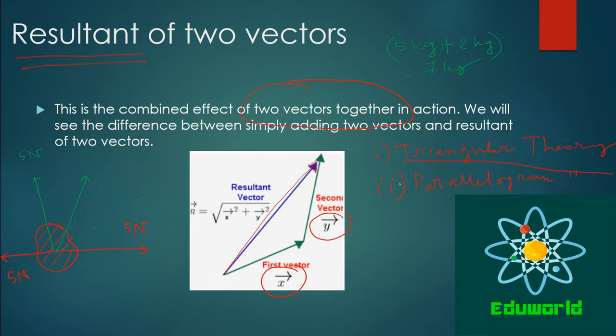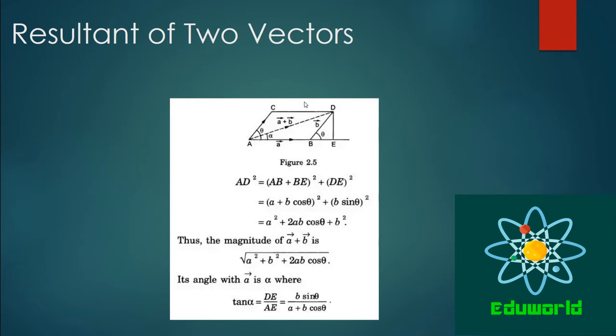Next, when we study the parallelogram theory, we will get to know what will be the magnitude of the resultant vector and what will be the direction of the resultant vector. In the parallelogram theory, here we can see that there are two vectors, one is small a and the other one is small b. Small a is denoted by AB and small b is denoted by AC. We want to get the resultant of these two vectors. So what is the parallelogram theory?